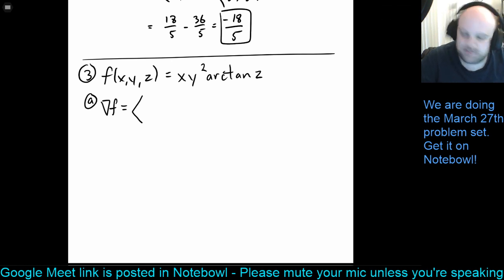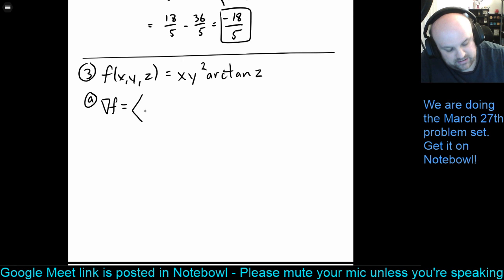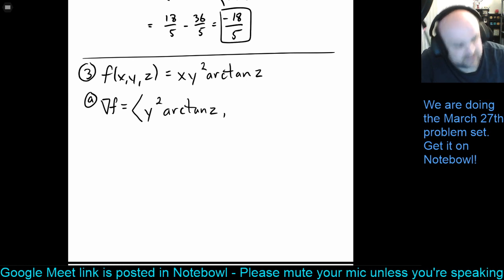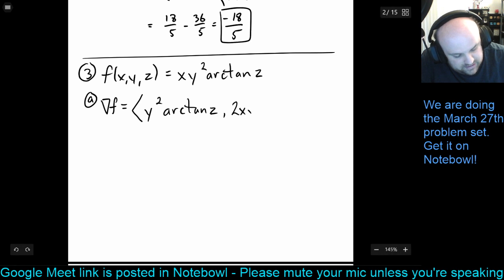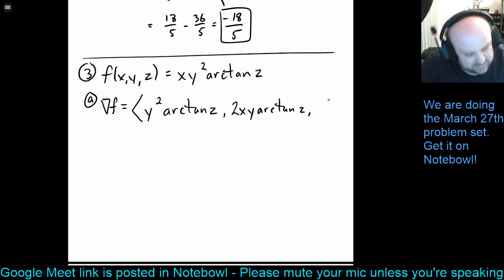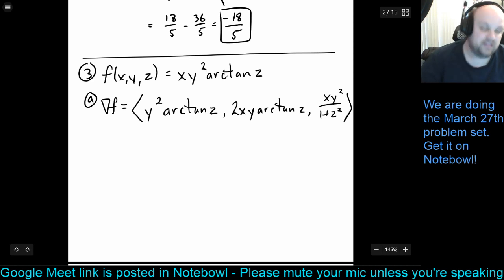Right. So the first two derivatives, well, they're all actually not too bad here. Only one thing has an x, so when we differentiate it, it goes away. When we differentiate with respect to y, only this y squared takes the derivative: 2xy arctangent of z. And the derivative of arctangent, not a terribly difficult one, is 1 over 1 plus z squared. So we wind up with this as the final answer.